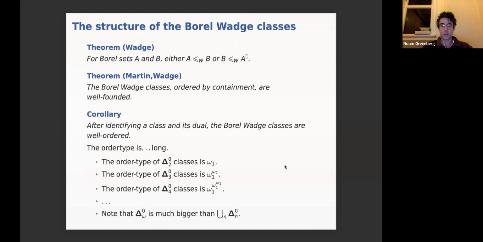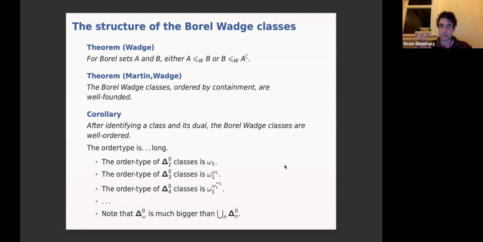What do the Wadge classes or Wadge degrees look like? The fundamental theorem of Wadge, also sometimes known as the semi-linear ordering principle, or the Wadge comparability lemma, is that for two Borel sets A and B, either A is Wadge reducible to B, that is, A is a continuous preimage of B, or B is a continuous preimage of A complement. Here C is for complement, the Baire space minus A. So that means that they're almost linearly ordered.